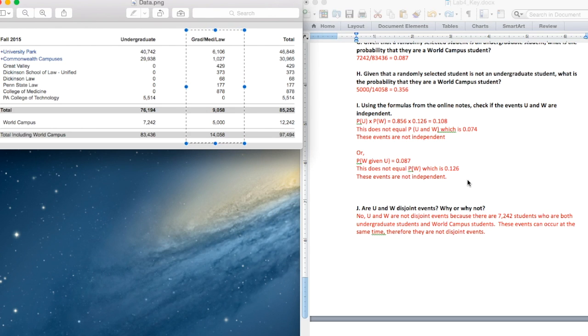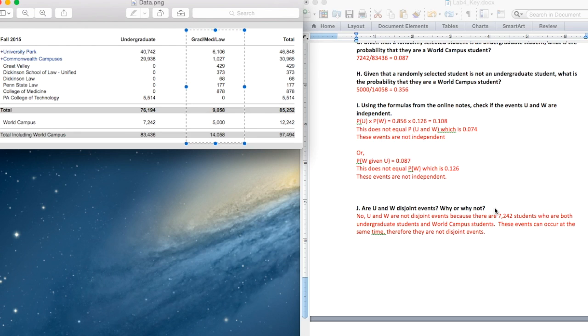If you would go through and you would check the other one, so here's one other formula that I use to check this. P of W given U does not equal P of W. So again, false, not independent events. You could go through all 3 of them. All 3 of them should be false. Being an undergraduate student and being a World Campus student are not independent events.